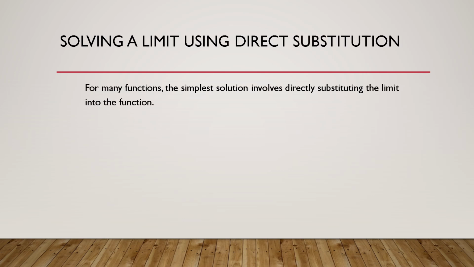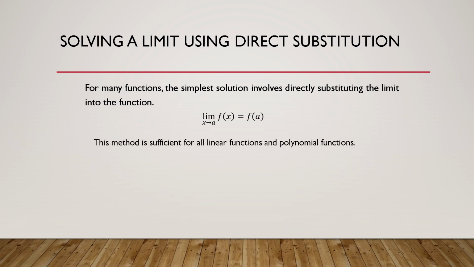For many functions, the simplest solution involves directly substituting the limit into the function. The limit of f of x as x approaches a equals f of a. This method is sufficient for all linear functions and polynomial functions. For example, let's evaluate the limit of 2x squared plus 3x minus 2 as x approaches 1. In this case, we simply substitute 1 for x and complete the arithmetic. The limit equals 3.